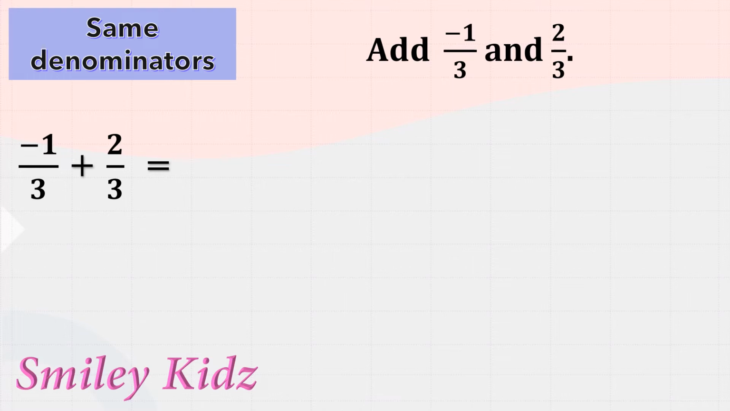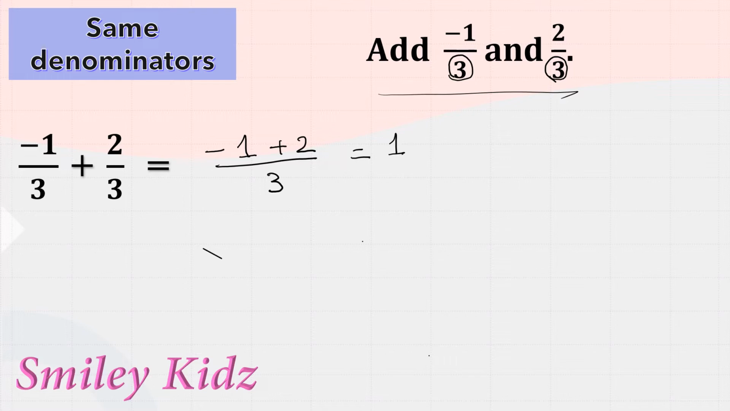Same denominator. Add -1/3 and 2/3. Here if you have observed, we are having the same denominators, that is 3. So when there are same denominators, we can just add the numerators. -1 plus 2 over 3. -1 plus 2 will be 1. 1/3. So, when we add -1/3 and 2/3, we get the answer as 1/3.